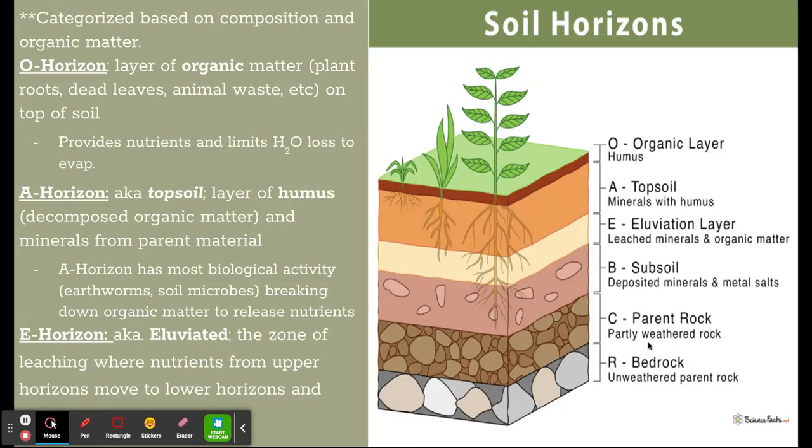We don't have to memorize them. I think it's a good thing to know that there are layers of soil. You should know that there's this organic layer at the top, followed by some topsoil. There's an alluviation layer that kind of holds minerals and organic matter. It actually can leach through this area and go into the subsoil. And then that's where we have a lot of deposited minerals and metal salts. And then down below is this parent rock, which is partially weathered rock.